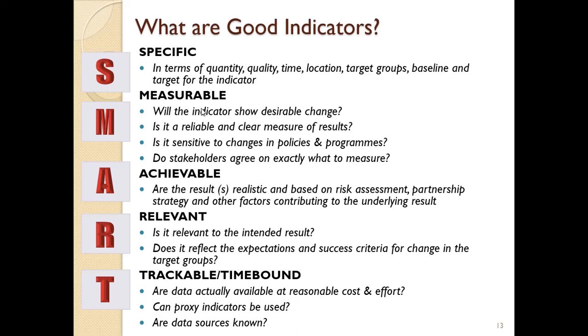For instance, you want to achieve maybe 50% of women in a certain community being able to use antenatal care. You are specific in terms of quantity or quality, or in time, by the end of this period. It should be measurable, with the indicator showing desirable change. Is it sensitive to changes in policies or programs? Do stakeholders agree on exactly what to measure? All those are ways of stating your indicators.